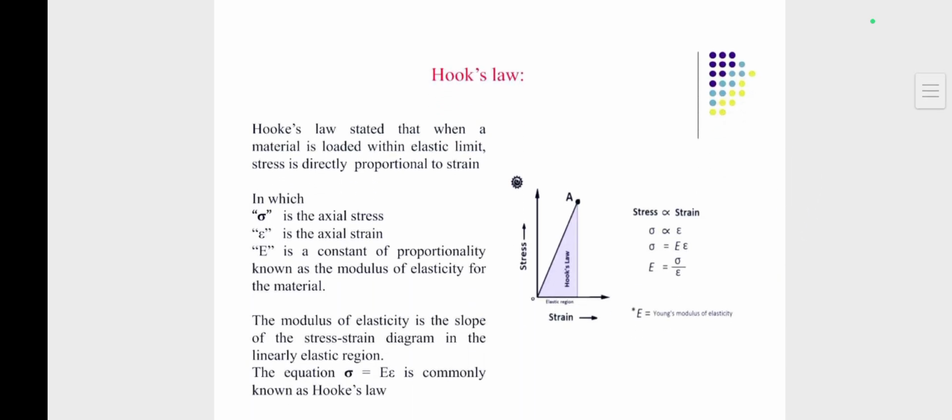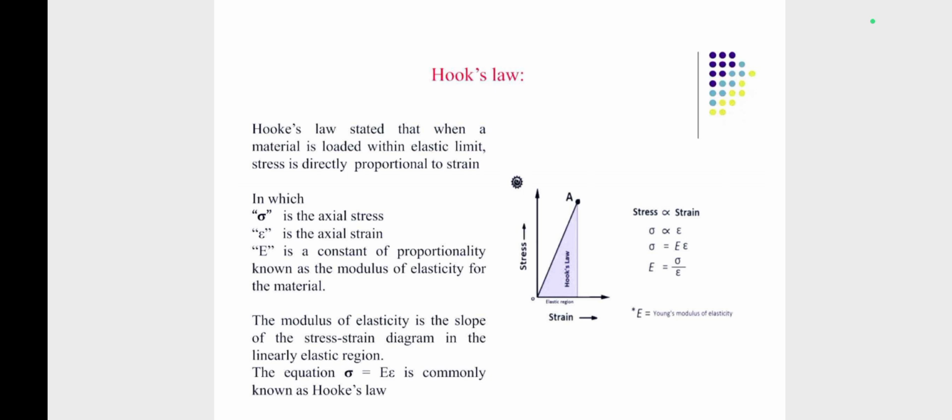Hooke's law. Hooke's law states that when a material is loaded within elastic limit, stress is directly proportional to strain. In the figure of the stress strain diagram, which we will learn later on in this video lecture, OA represents the elastic limit. So within elastic limits, stress is proportional to strain. As the stress changes, strain also changes. So at the right hand portion, stress is directly proportional to strain.